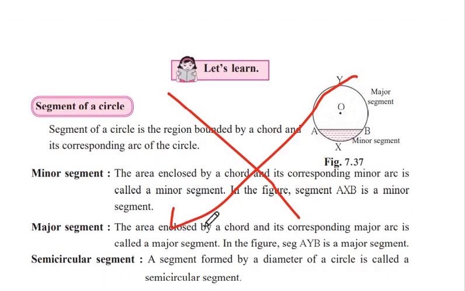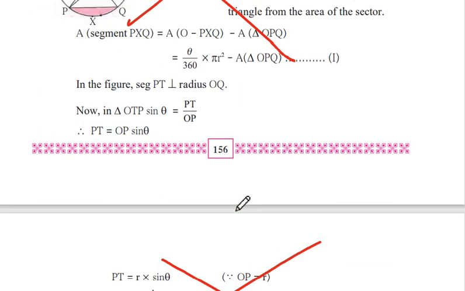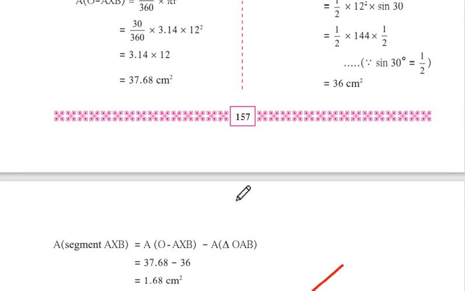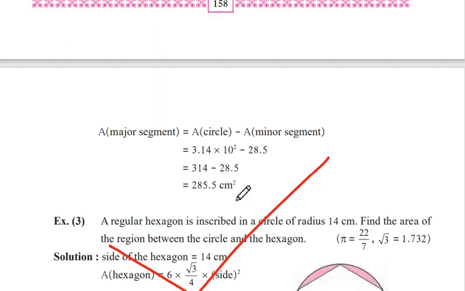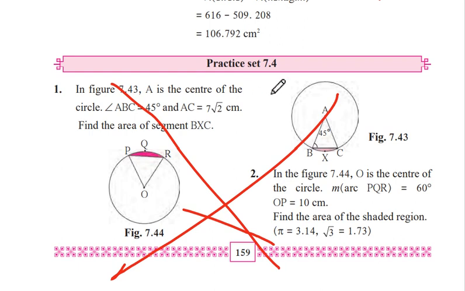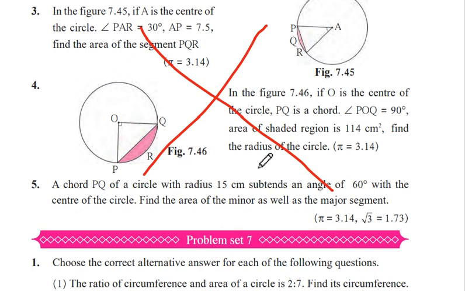See, on 156, segments of circles. Where the sums are related to segments of a circle, like minor segment and major segment, these sums are not coming. So page number 156 is completely reduced. Then page number 157, 158, 159. Again on 159, practice set 7.4 is there, but it is not there completely, 7.4 is omitted.